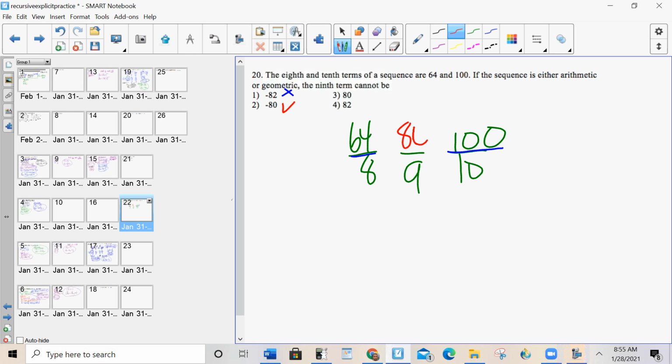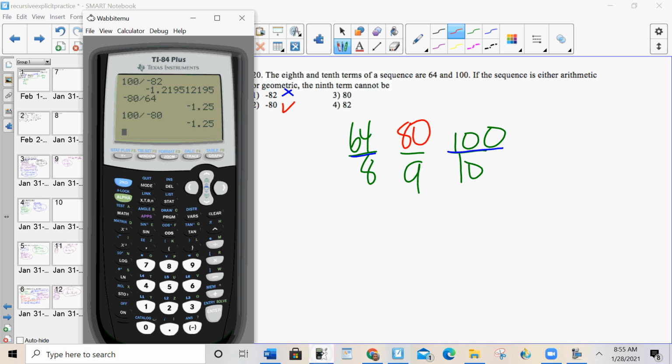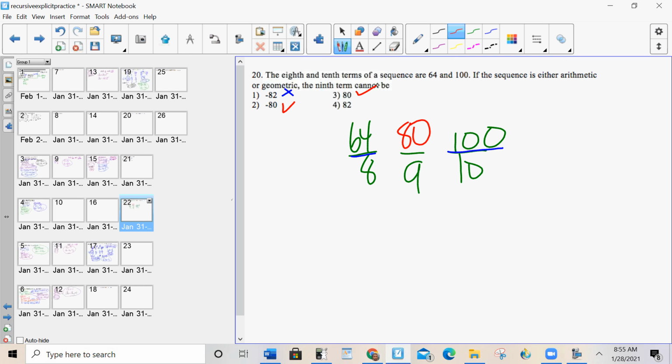Choice 3, positive 80. Well, I kind of just did that. Because it just worked for me geometrically, I can just do it again. It's just positive this time, so 80 divided by 64 and 100 divided by 80. They both divide to 1.25, so that one checks out.